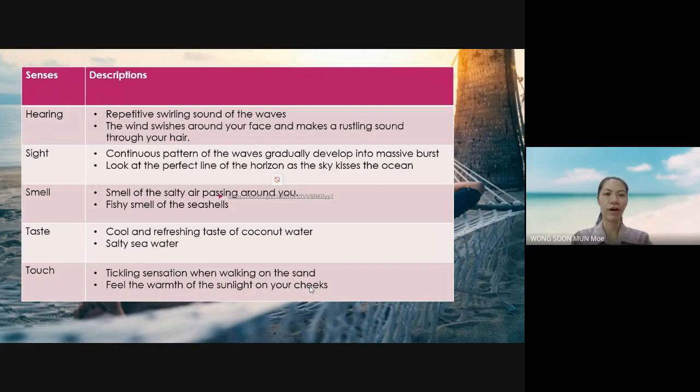Anyone, okay, record a discussion between the both of you, talking about the five senses that you can experience on the beach. All right, so this is activity 6. Any question before I move on?